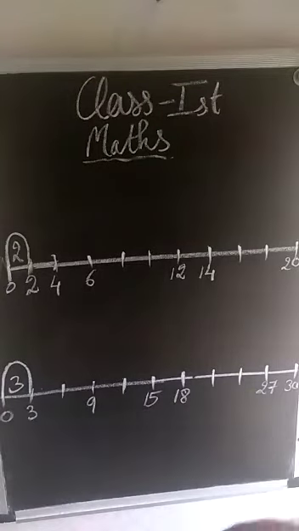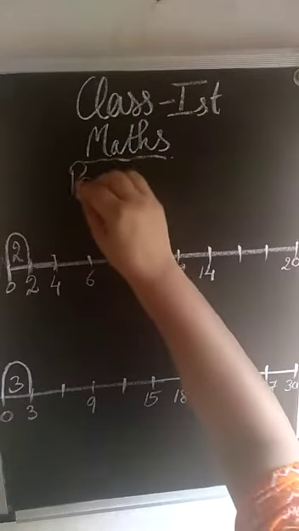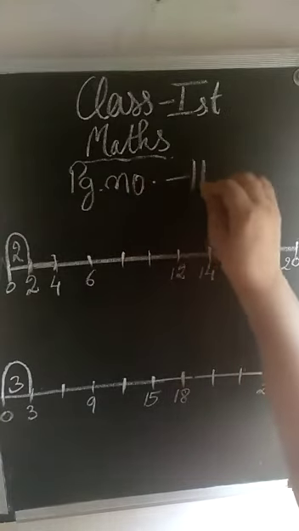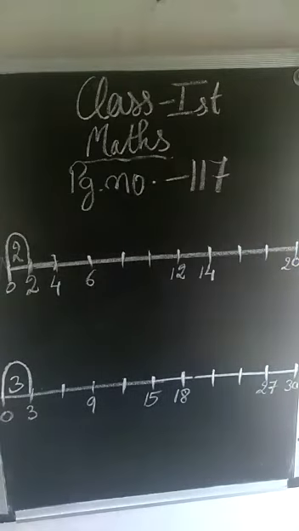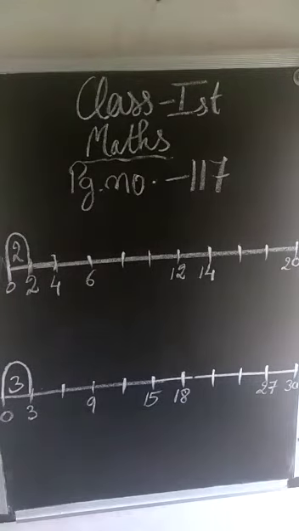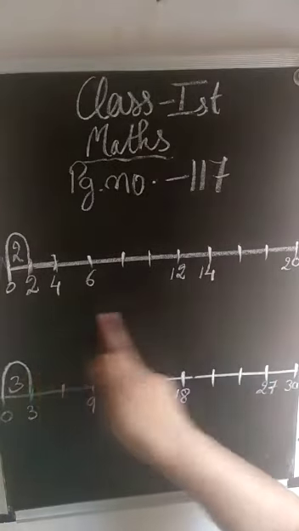Good morning, students. Today I will continue with my previous topic, that was multiplication, and today's first concept is skip counting. For that, please open your book at page number 117. Here you can see that they had represented the numbers or the multiplication on a line.